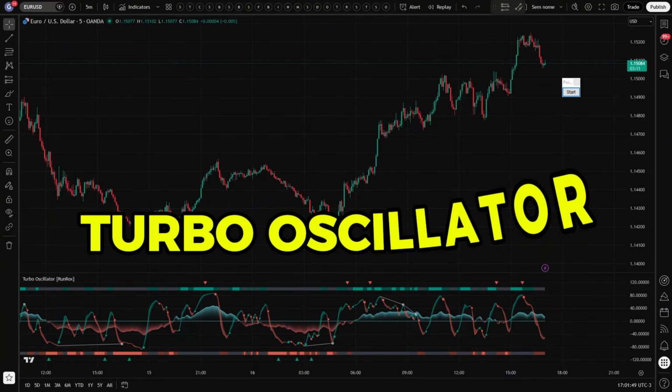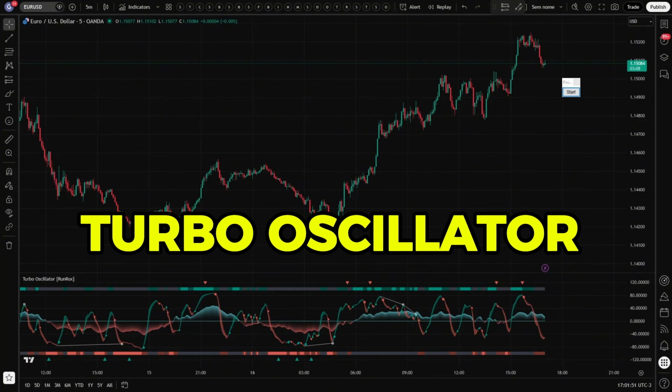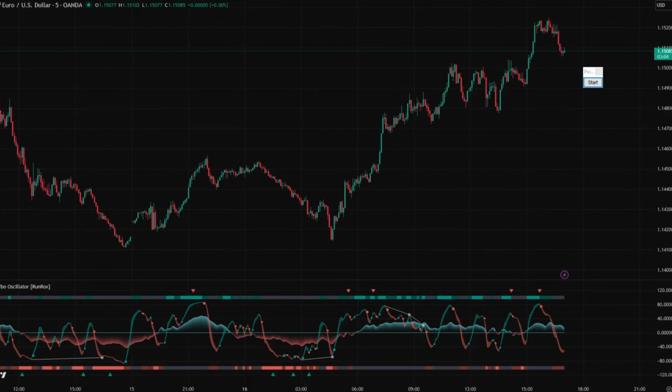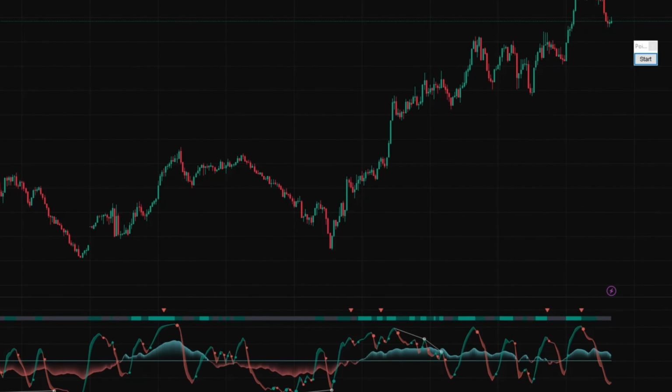This right here is the turbo oscillator, an indicator that was developed by Ranrox, and it helps to pinpoint divergences and trend changes. And today I'm going to give you a practical guide on how to use it.